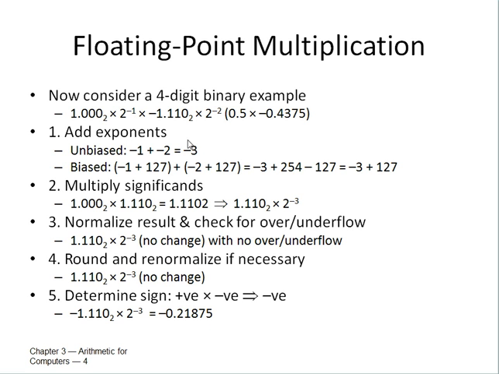So following the same set of rules, we're going to add the exponents. Minus 1 and minus 2 gives me minus 3. But realize that's what you want to do, but they're stored biased. Minus 1 plus 127 plus minus 2 plus 127, which gives you minus 3 plus 254. You have to subtract the extra 127 to give you minus 3 plus 127. That is now stored in the biased form.